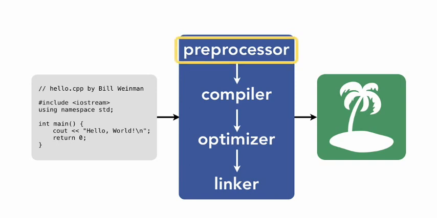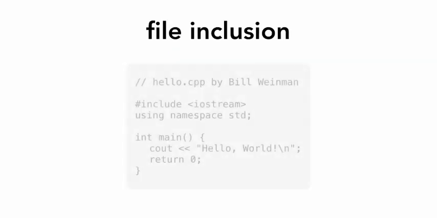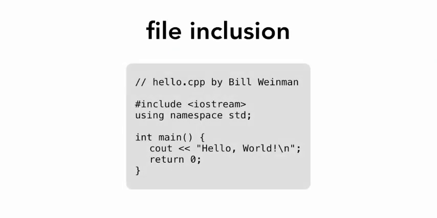For now, the step we're interested in is the preprocessor. One of the more common uses for the preprocessor is file inclusion. When you use the include directive, your source file will be treated as if the entire contents of the file you name here were included in place of the include directive. Then this combined file, called a translation unit, is passed to the compiler.